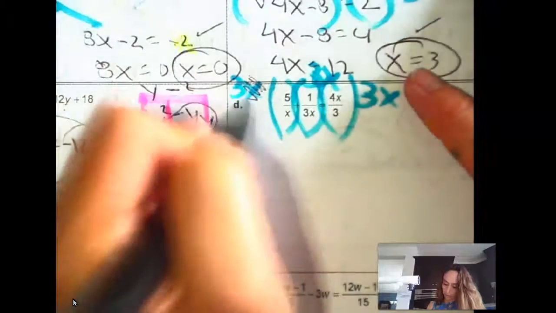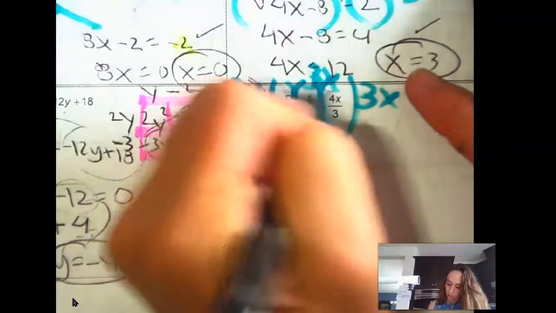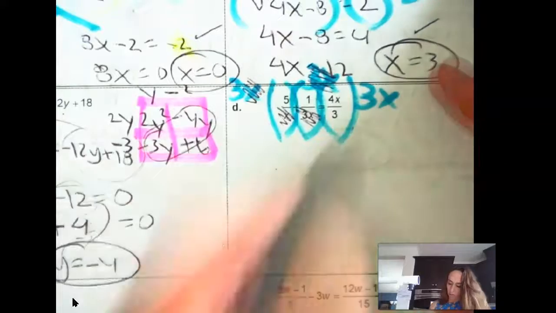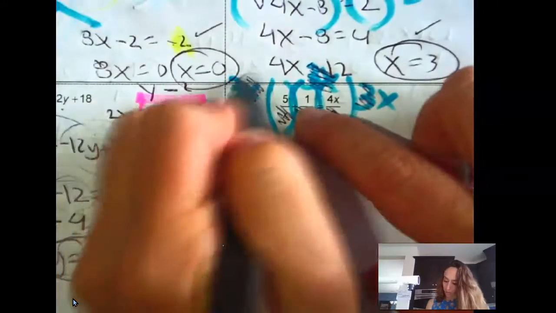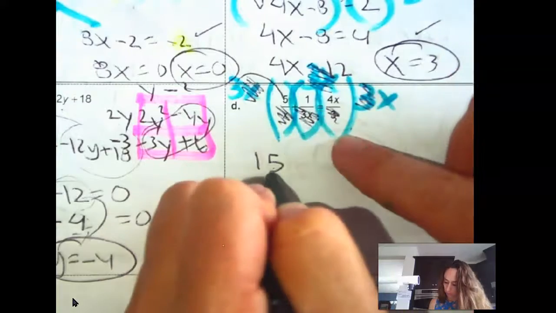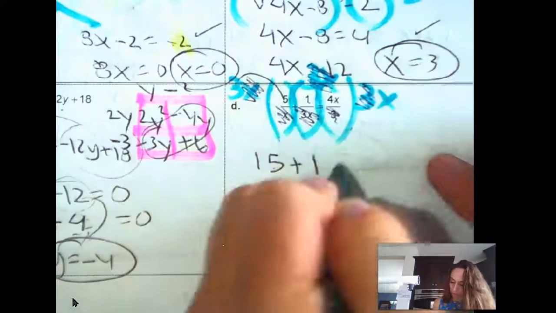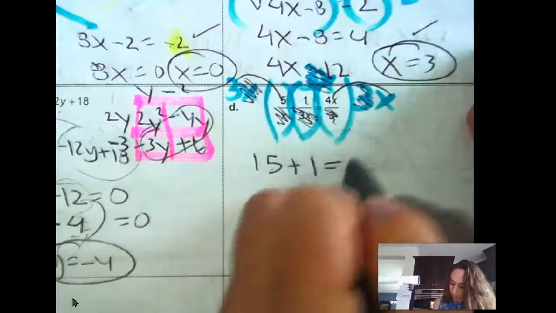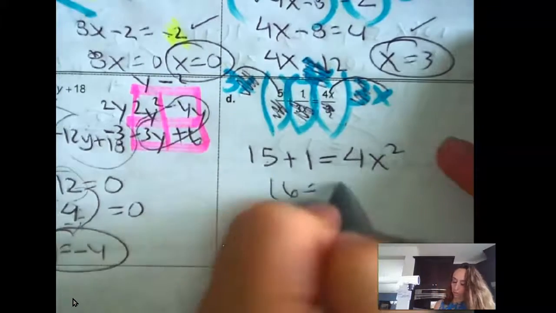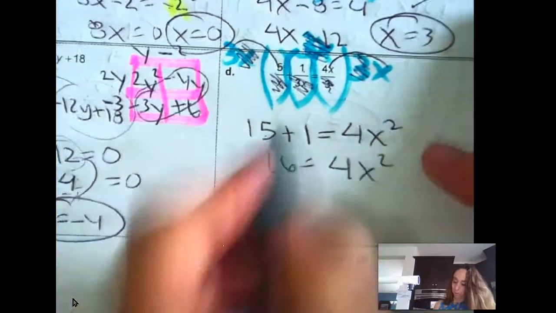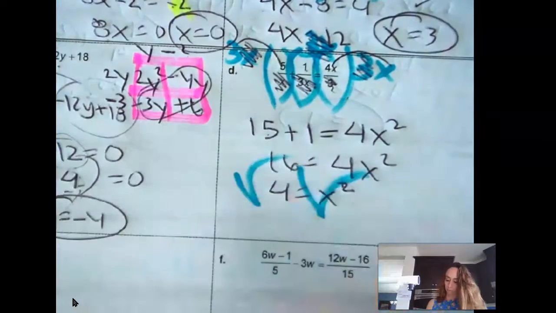So this x and this x would be gone. All of this and all of this would be gone. And this would be gone. Now I would distribute 15 plus. Oh, there's nothing left, so it's just 1 equals distribute 4x squared. 15 plus 1 is 16. Divide by 4. Now you square root.